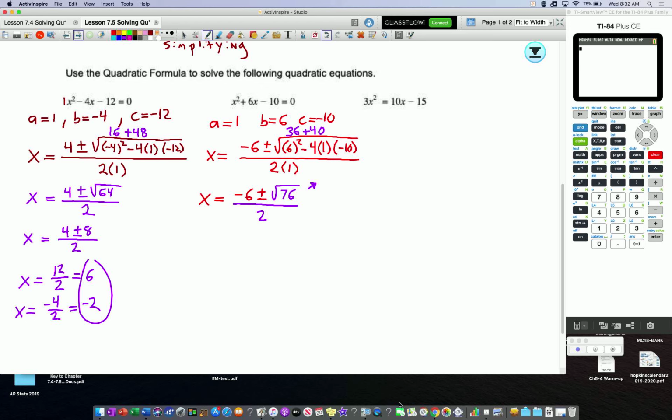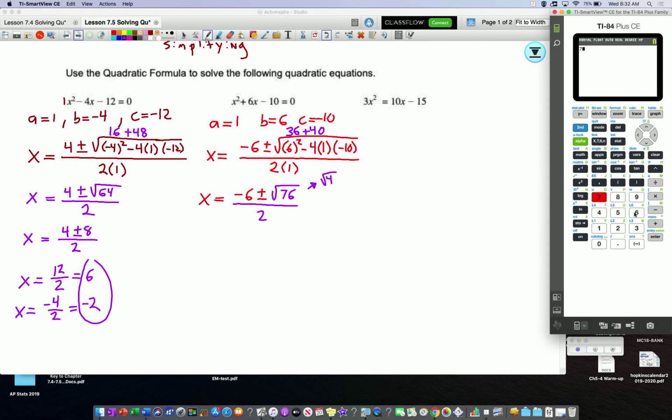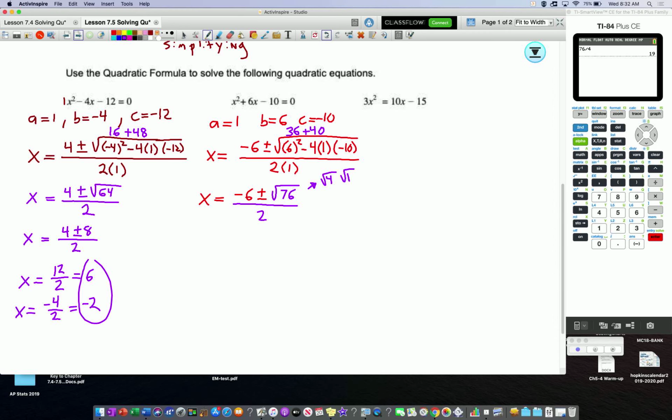Is there a perfect square that goes into the number 76? A lot of times I start with 4, and 4 does. If we don't know, I just go over to my calculator. 76 divided by 4 is 19. So what I can do is rewrite this as the square root of 4 times the square root of 19.